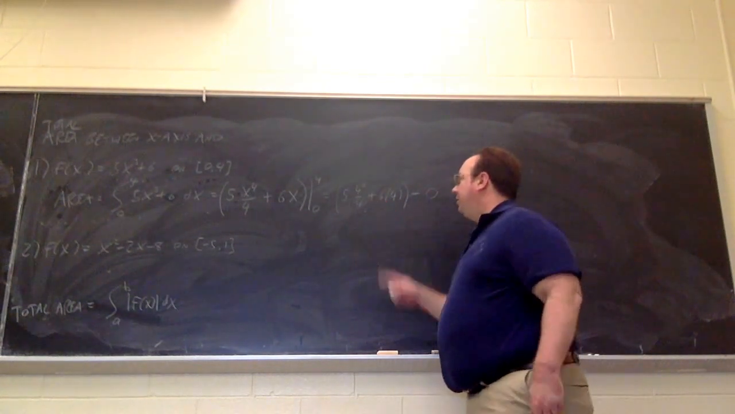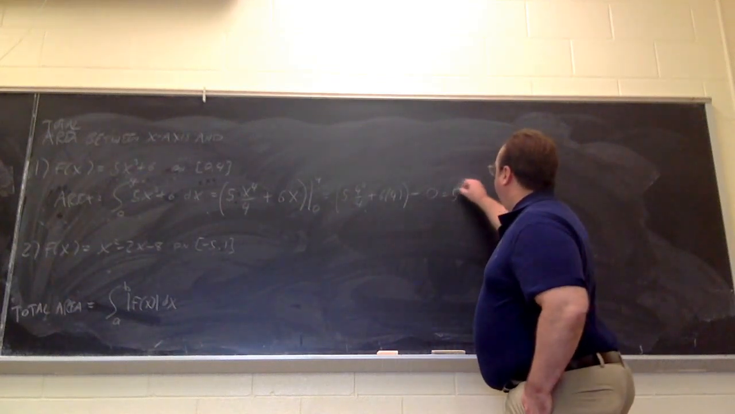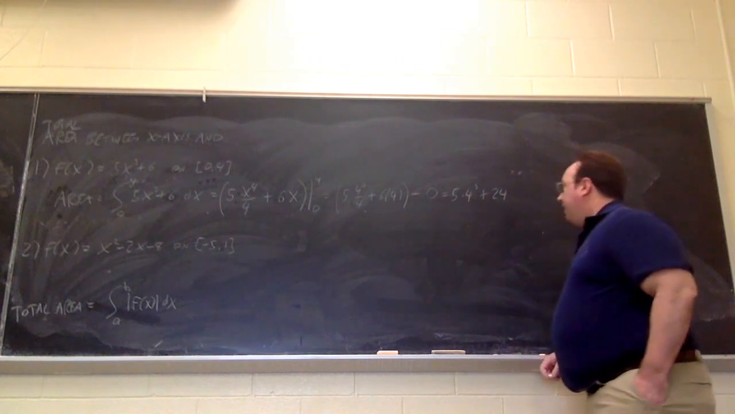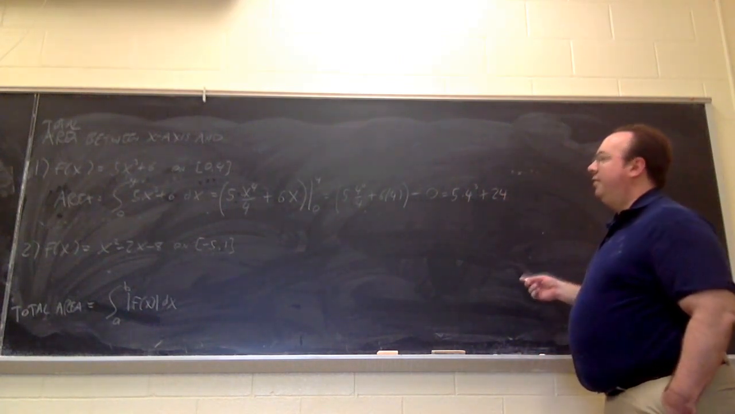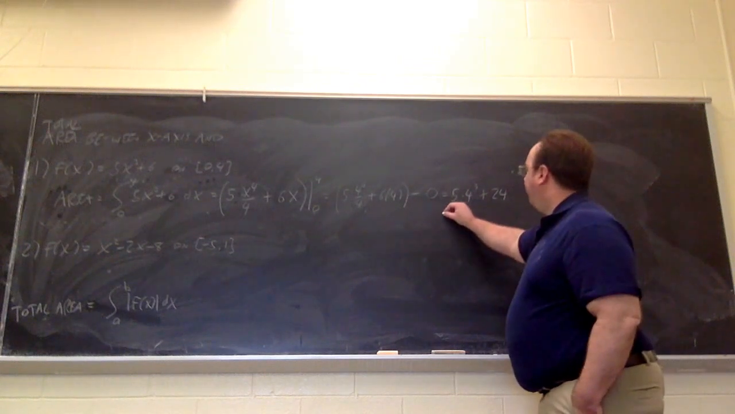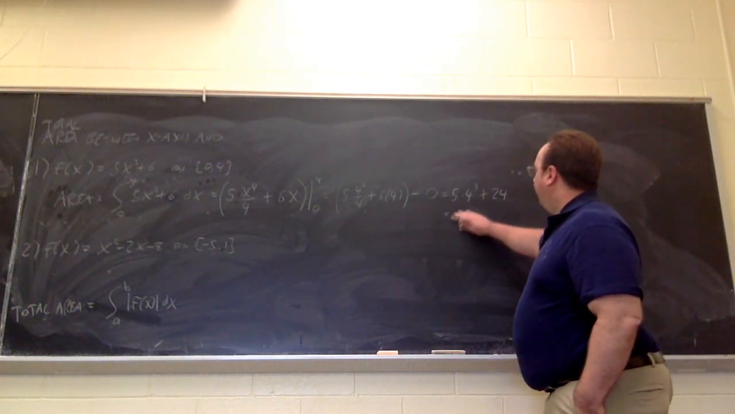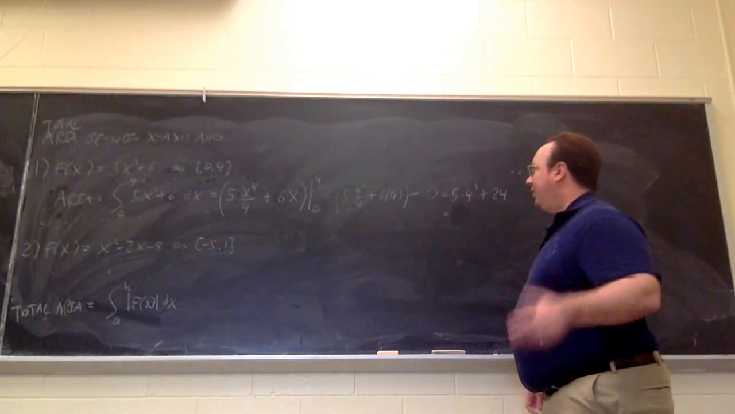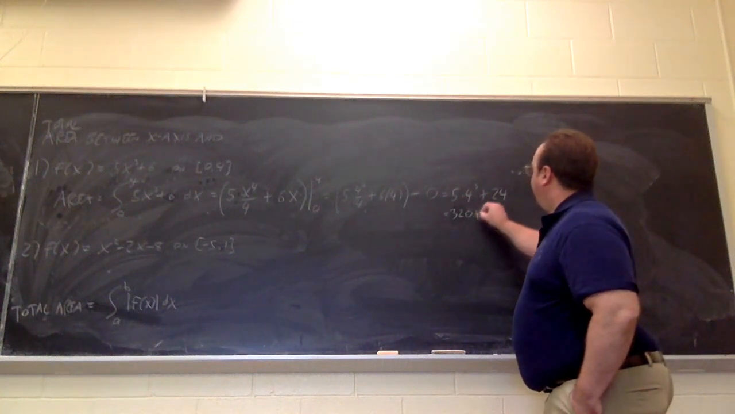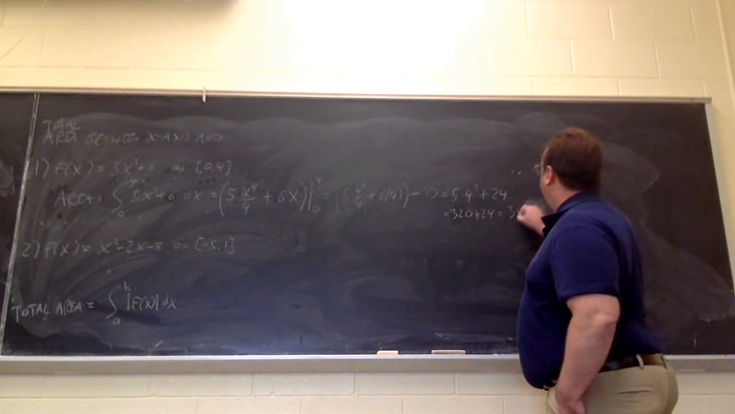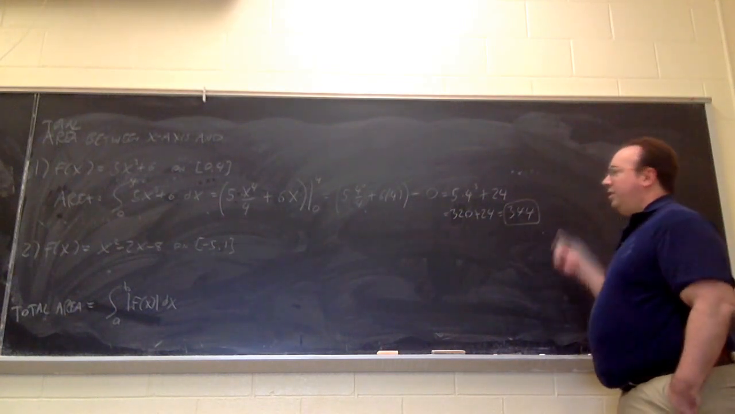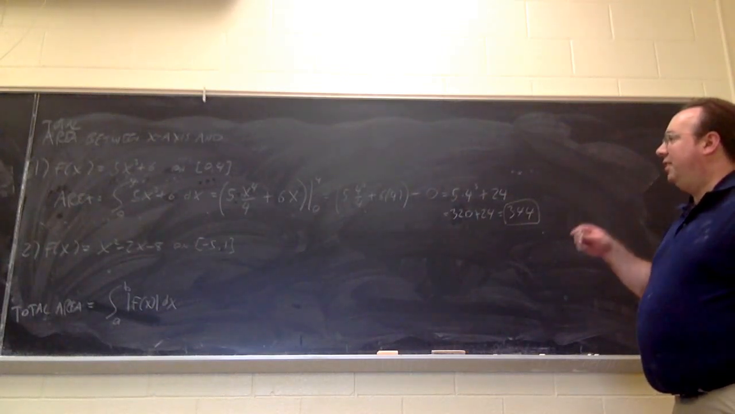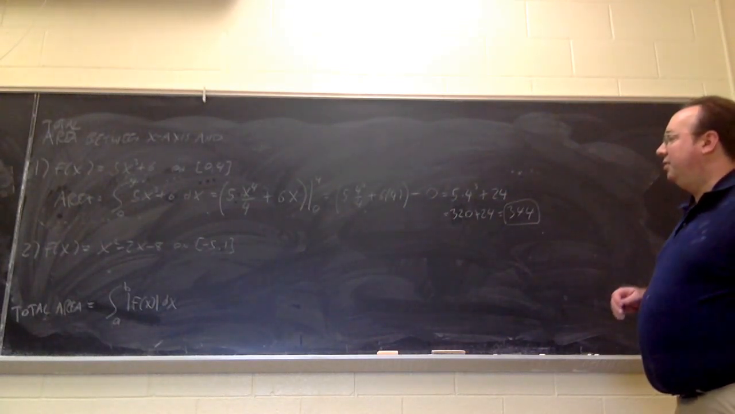So 4 to the 4th over 4, that's the same as 4 cubed. So we have 5 times 4 cubed plus 24. Well, 4 cubed is 64. Times 5 is 320, because multiplying by 5 is the same as multiplying by 10, which is easy, and dividing by 2. So 320 plus 24 is equal to 344 square units, whatever the units might be. So that's the total area between 5x cubed plus 6 and the x-axis on the interval 0 to 4.